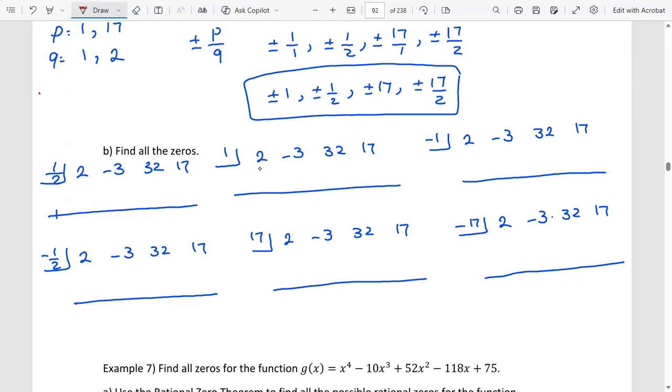So for 1, bring down 2. 2 times 1, negative 1, negative 1. 32 minus 1, 31 times 1. And if you add these together, so the remainder is not a 0. Not a 0.